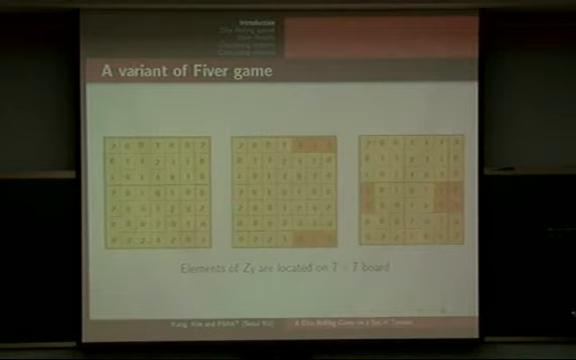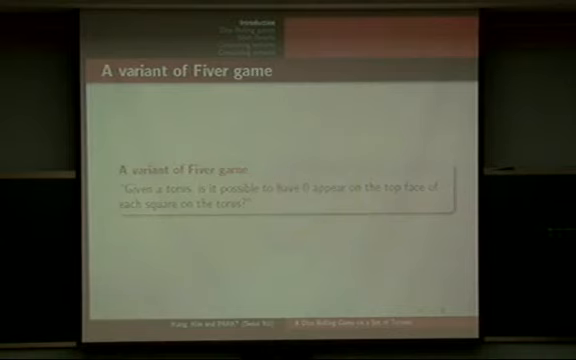And the question is, in this game, given a torus on which elements of G sub n are located, is it possible to have 0 appear on the top face of each square on the torus? The answer to this question is not always yes, so we will find the answer in this talk.